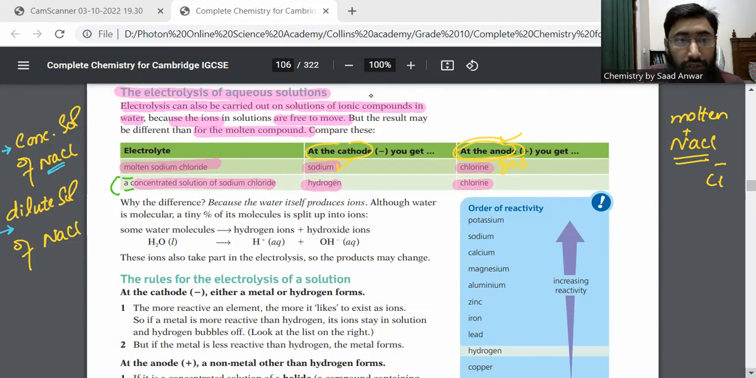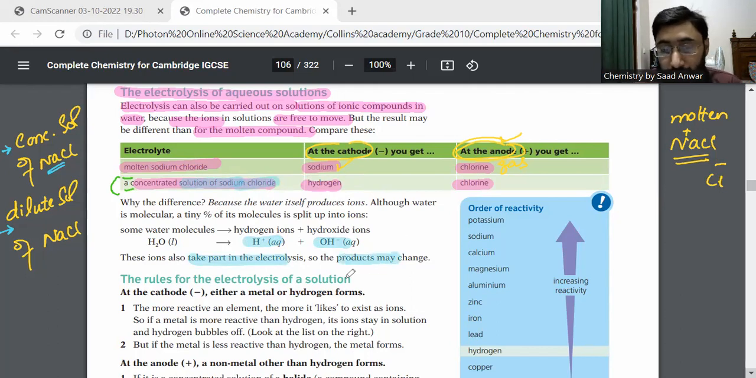So going towards this, you see the product is quite different. There is a difference of product in case of molten sodium chloride and in case of solution of sodium chloride. The reason is that in case of solution of sodium chloride, there is water as well, and we get certain ions from water, hydrogen ions and hydroxide ions. These ions also take part in the electrolysis, so the product may change entirely.